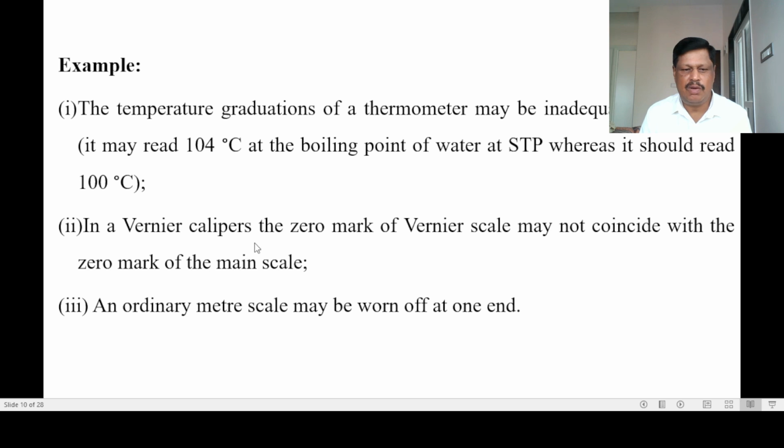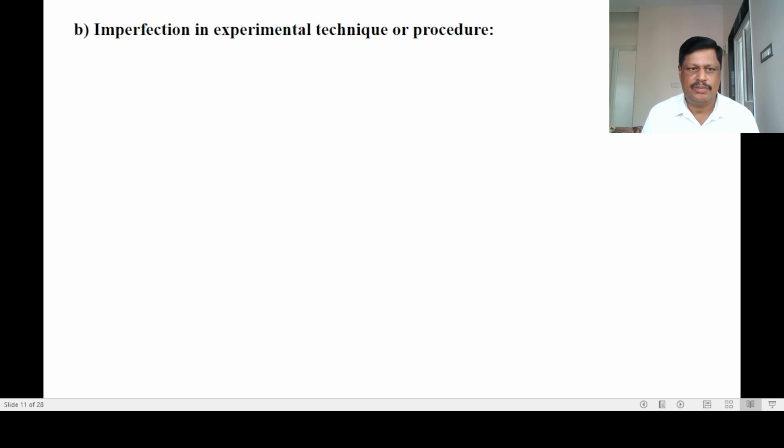The second example: in vernier calipers, the zero mark of the vernier scale may not coincide with the zero mark of the main scale. This is also an instrumental error. An ordinary meter scale may be worn off at one end. Then it will not show the correct value of the readings.